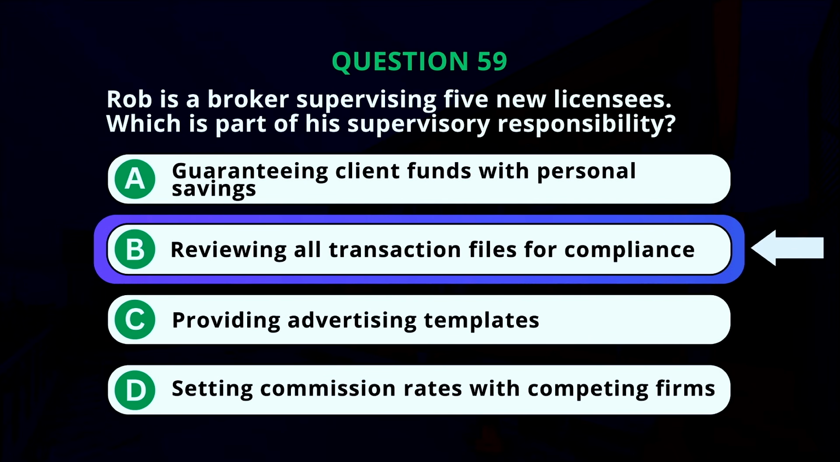And so, again, this is supervisory responsibility. So what does the broker have to do as they're overseeing different salespersons or new licensees? And if you're guaranteeing client funds with personal savings, that's just an incorrect statement. With personal savings, that's not true. Providing advertising templates, that's really not a part of the supervisory responsibilities, although advertising templates would be very helpful. Setting commission rates with competing firms, that's actually just a violation of antitrust law. That's actually just incorrect.